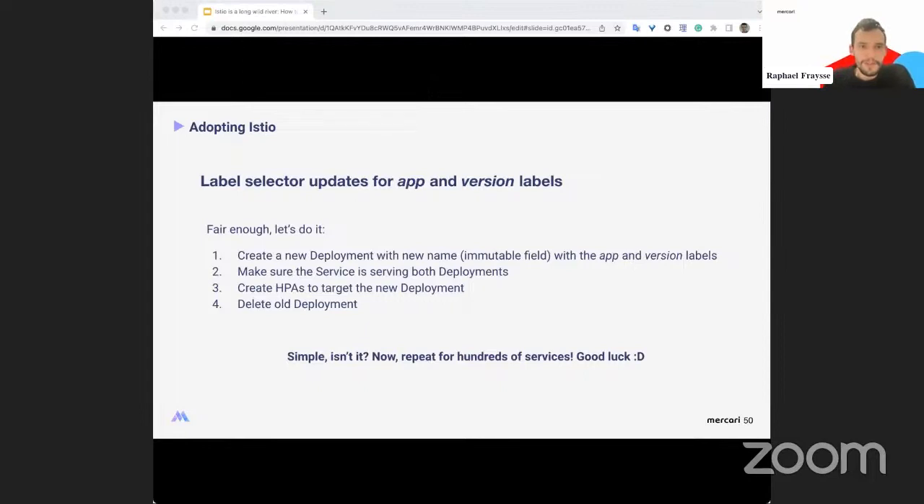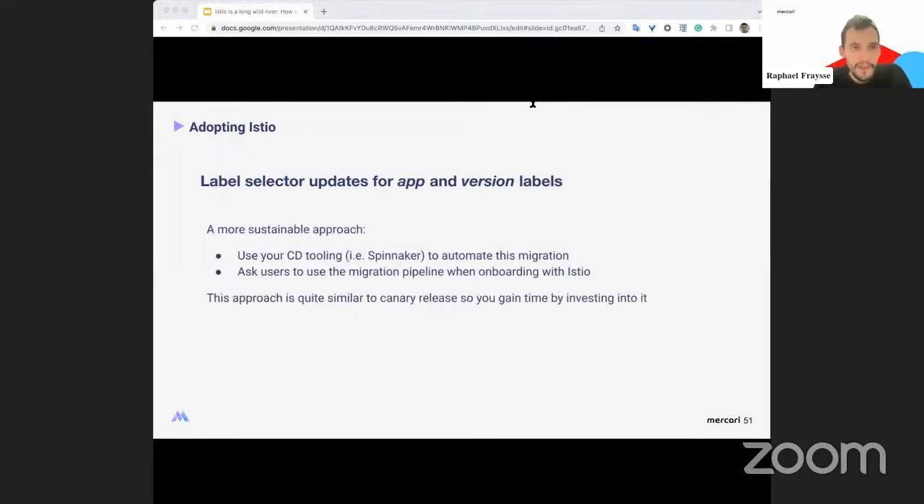So there is a step to do it, like 4 steps to change the labels, but it requires you to have a new deployment, making sure that the service is serving both deployments, and then creating the HPA to target new deployments and then deleting it. And you need to have this process for hundreds of services, so it's very tough. But we can have a more sustainable approach, such as using CD tooling like Spinnaker to automate this migration, and ask users to use that migration pipeline when onboarding with Istio.